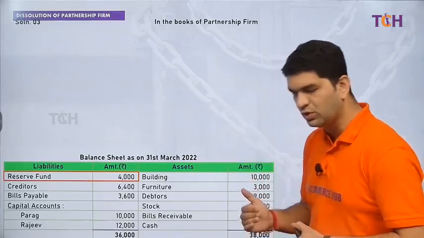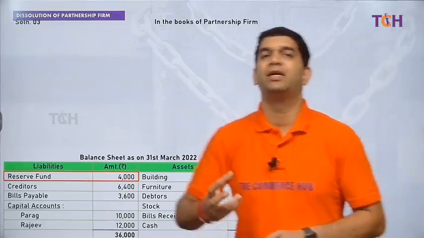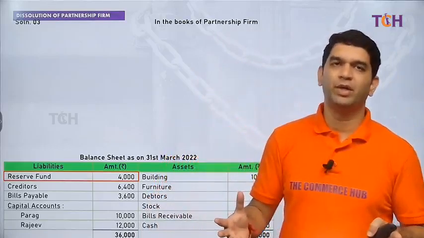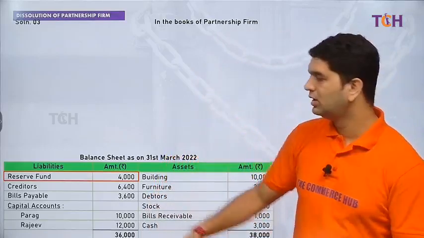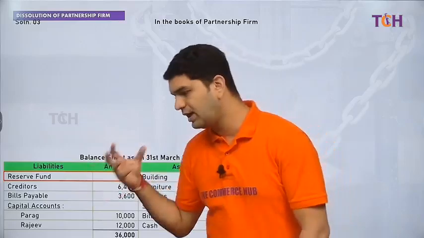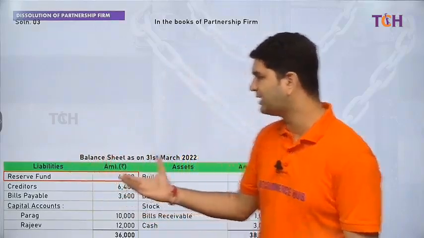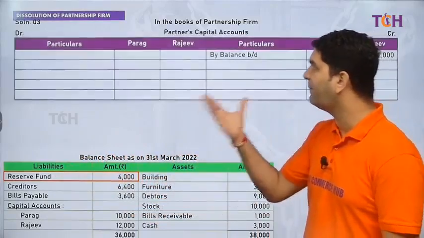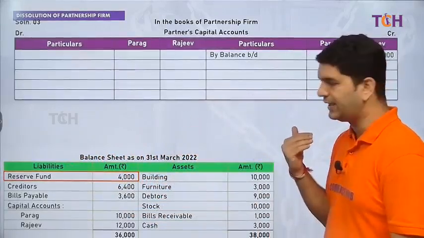Now, we also know that whatever accumulated or undistributed profits or losses we have, that is to be distributed amongst partners in their ratio. So, this reserve fund is an accumulated profit which is shown on the liability side. So, we'll transfer it to capital account on the credit side, right?